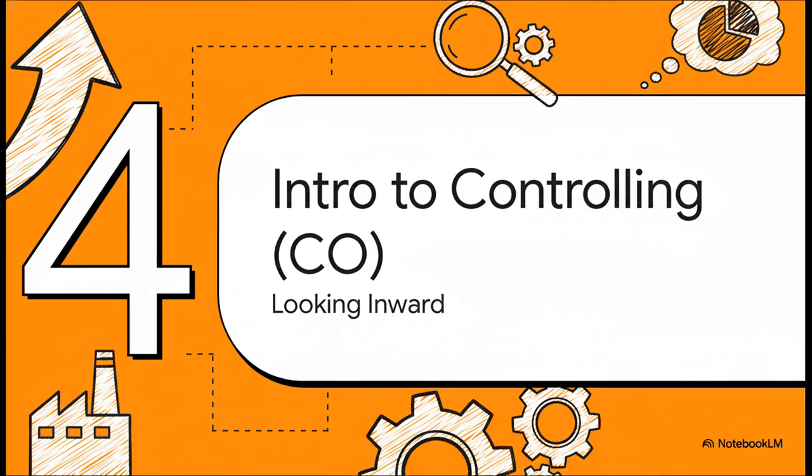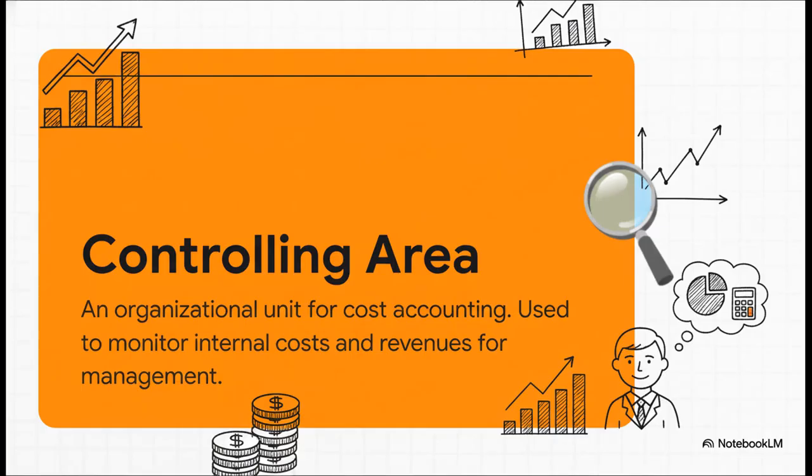Okay, so everything we've talked about so far has been about financial accounting. That's the FI in FICO. It's all about reporting to the outside world. Now, let's switch gears and talk about the CO part, controlling. This is all about looking inward. And the main hub for controlling is something called the controlling area. This is basically a management sandbox. It's where managers get to play with the numbers to figure things out.